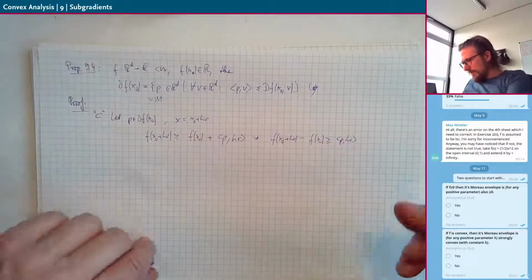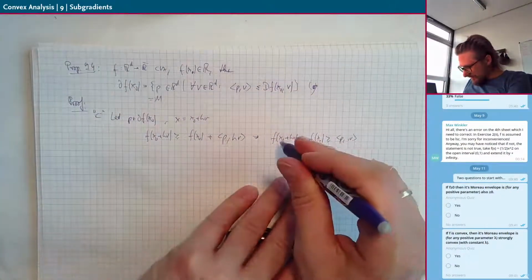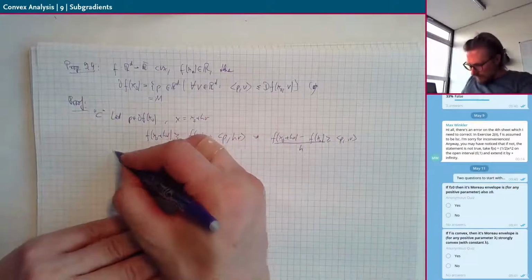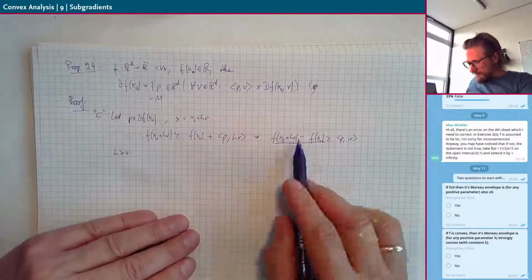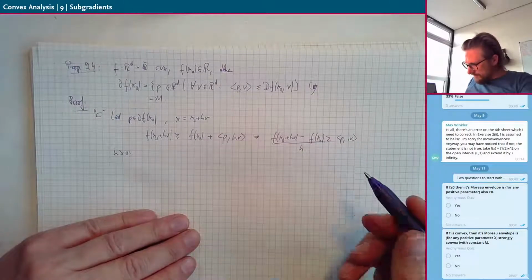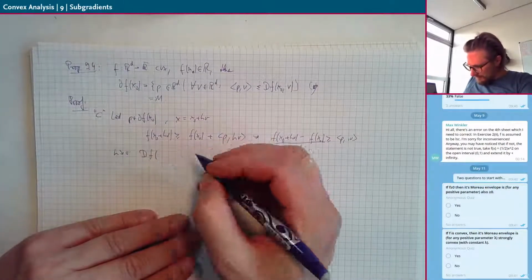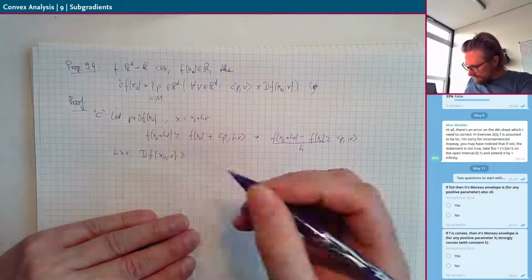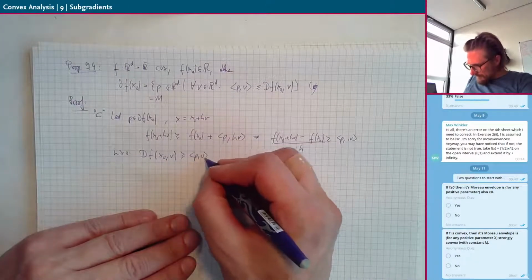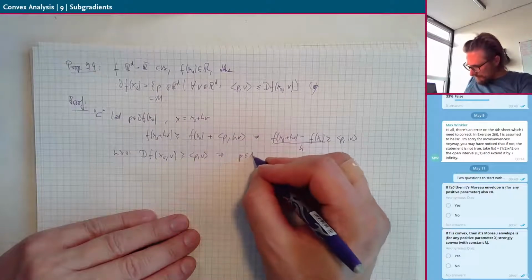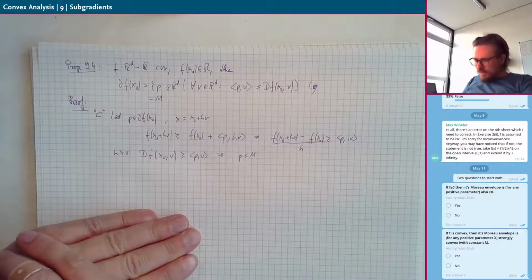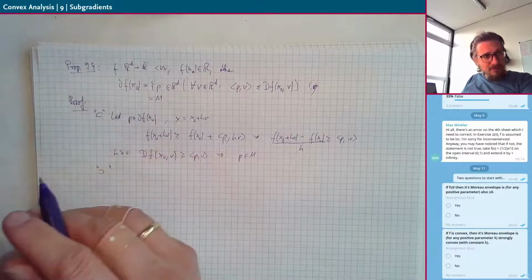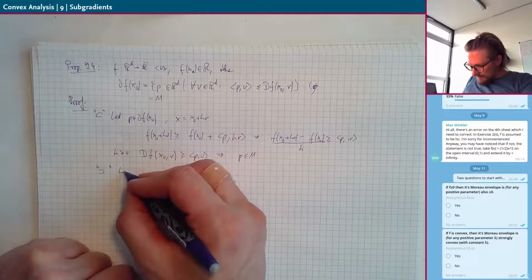Now I can divide by h, and now h goes to 0. This holds for all positive h, so it also holds in the limit. In the limit, the left-hand side turns to this here. And this shows p is in m. Okay, that was that inclusion, and the other inclusion is also not so difficult. Let p be in m.